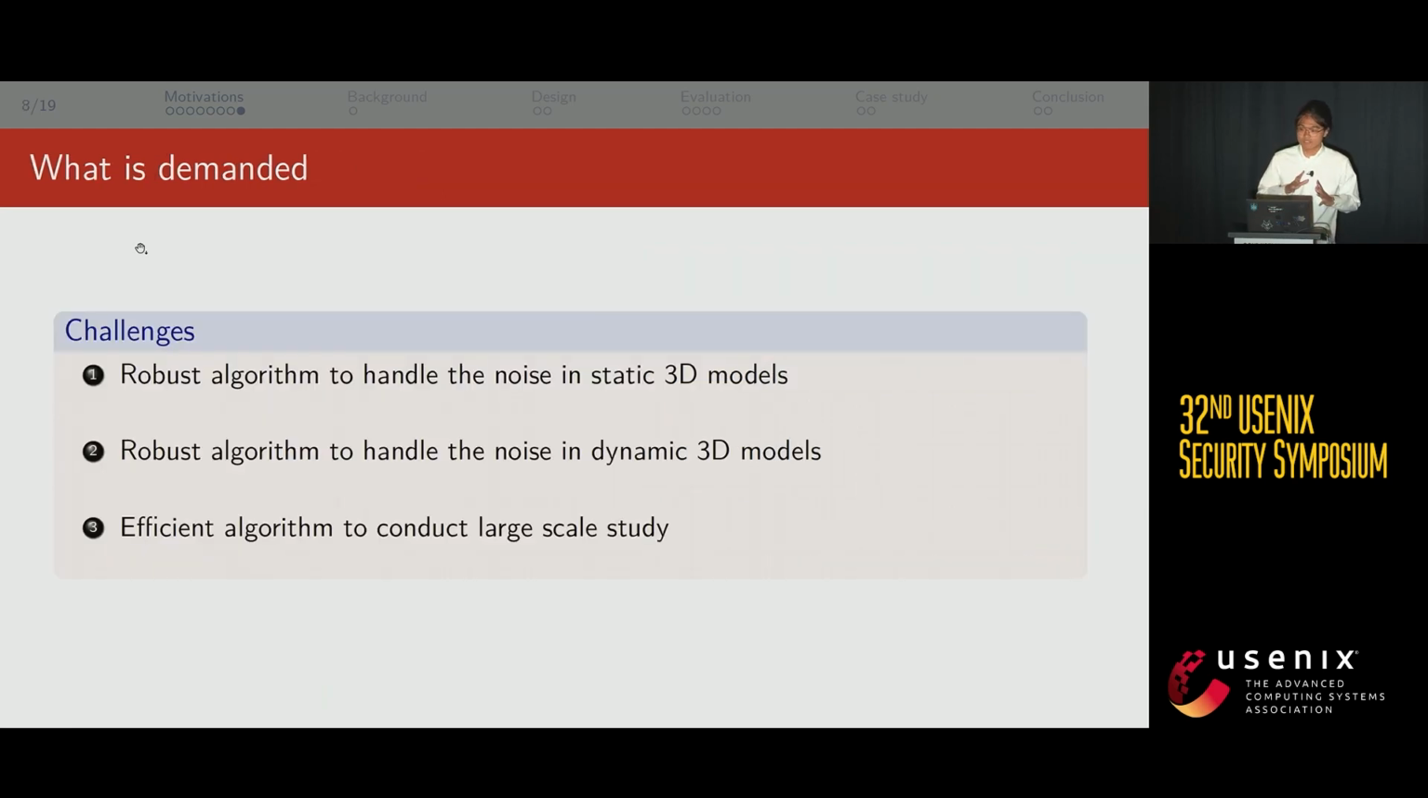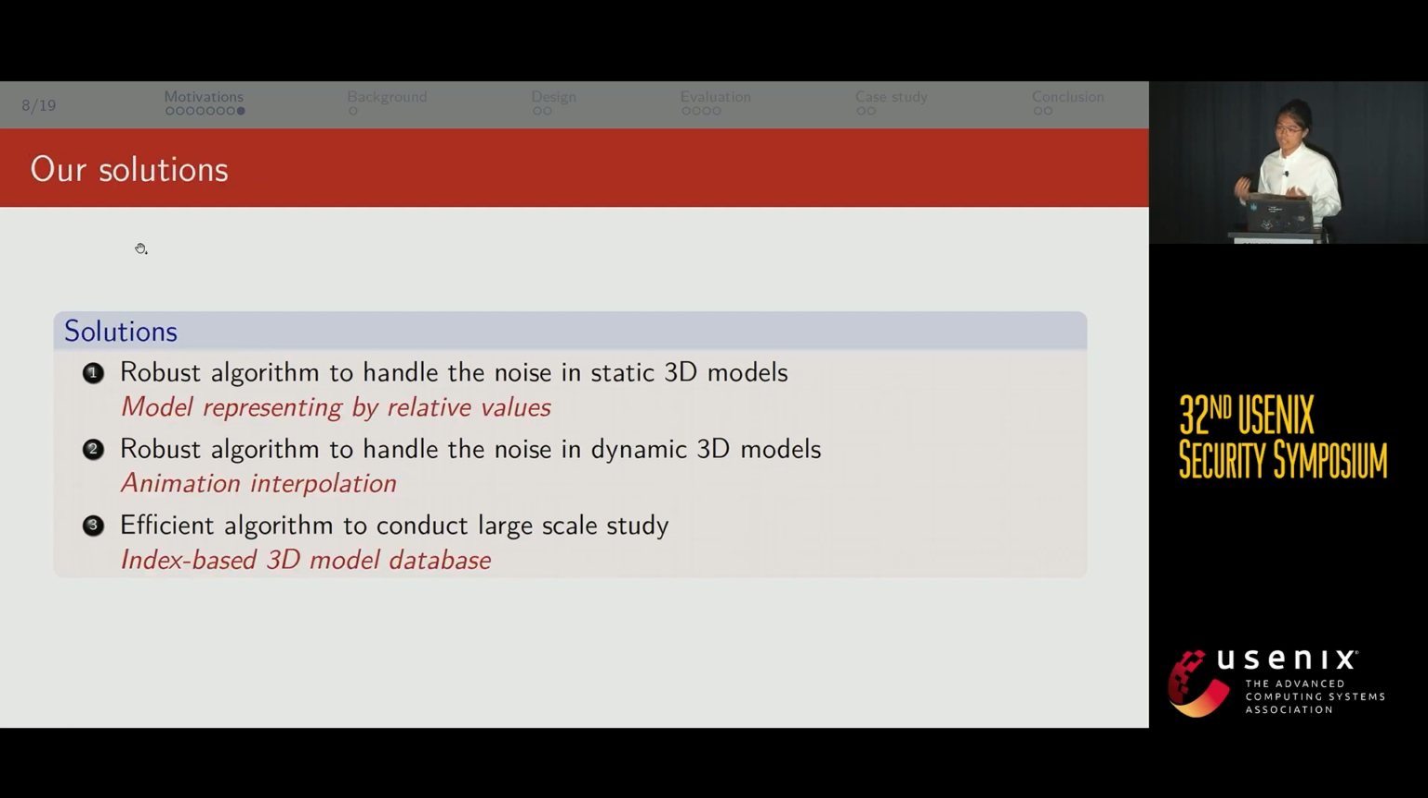Now, let's summarize our challenges systematically. We have 3 challenges. First, how can we design a robust algorithm to handle the noise in static 3D models? Second, how do we handle such noise in dynamic ones? And lastly, since we're going to do a large-scale study, how can we design efficient algorithms? Here are our solutions. For the first, we use a model representation technique based on relative values. For animated 3D models, we use animation interpolation. And lastly, we use an index-based 3D model database to conduct the large-scale study.